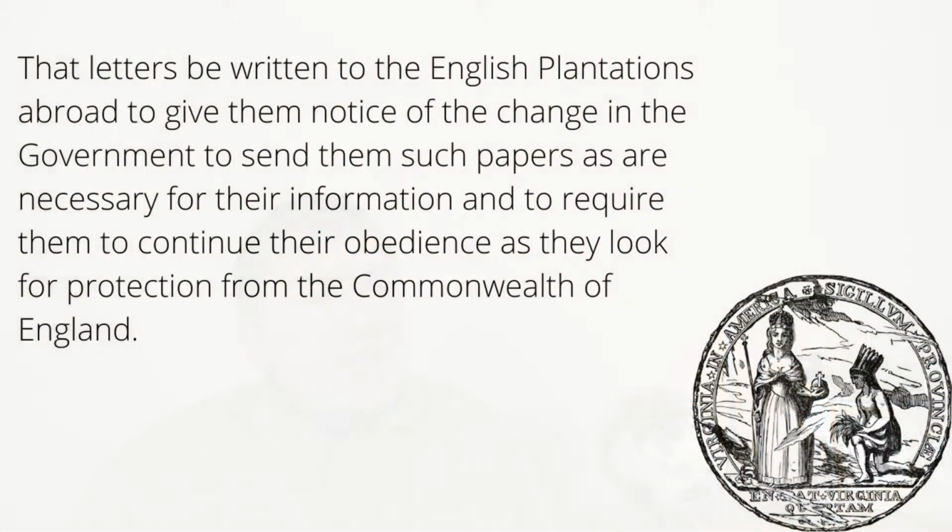In July of 1649, the Council of State, which replaced the Privy Council, issued the first order in regards to the colonies. Let's have a look. That letters be written to the English plantations abroad, to give them notice of the change in the government, to send them such papers as are necessary for their information, and to require them to continue their obedience as they look for protection from the Commonwealth of England. So basically, if they want protection, their obedience is required with the change of government.